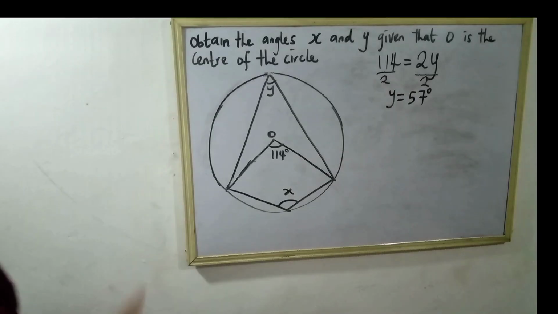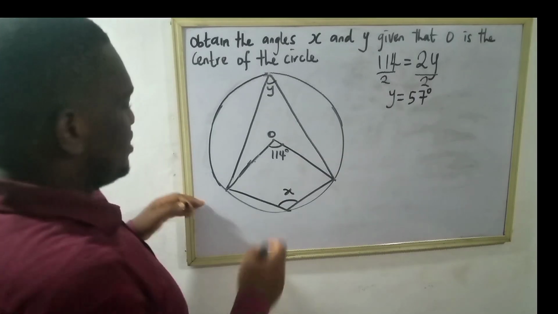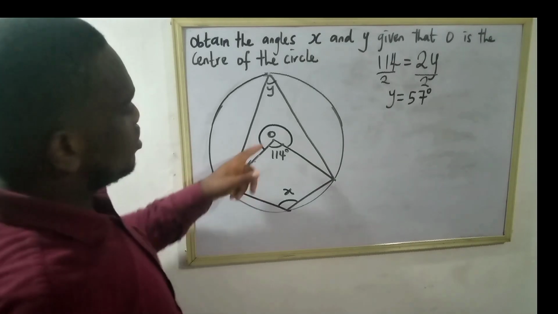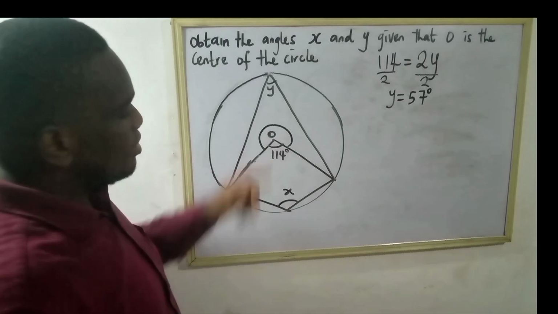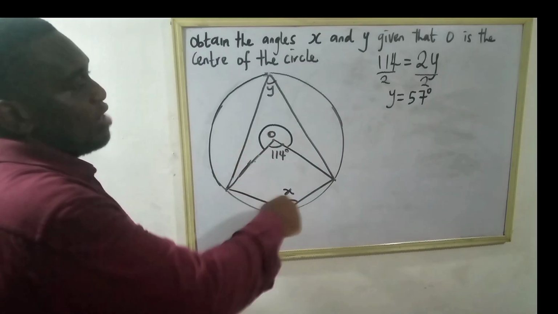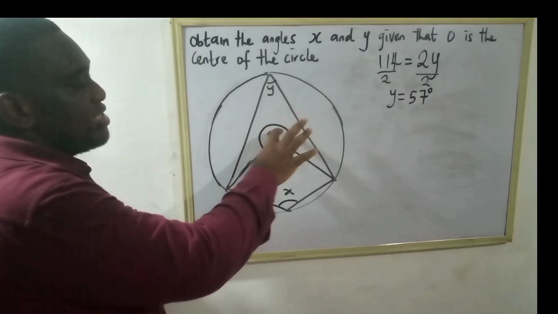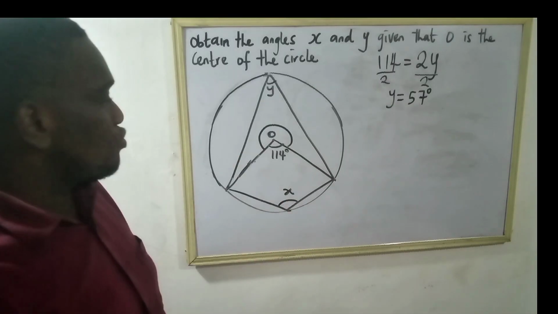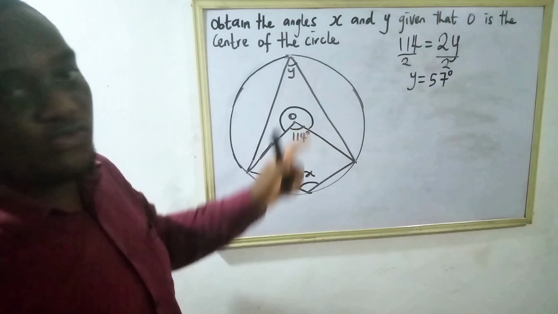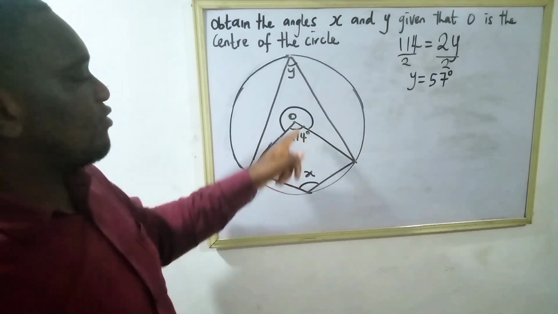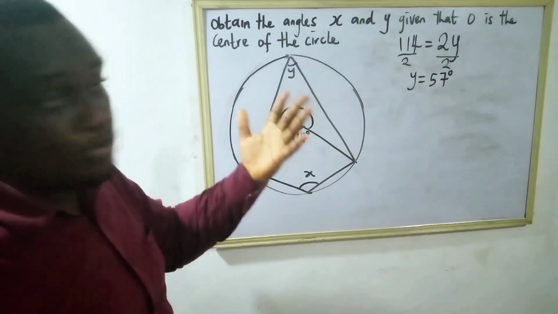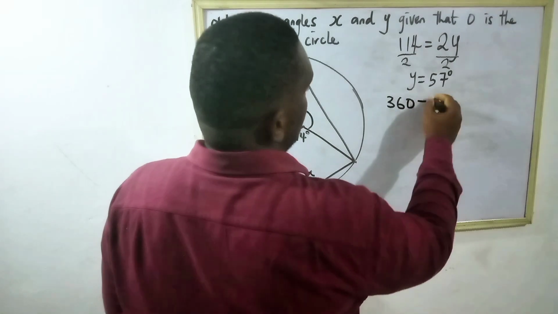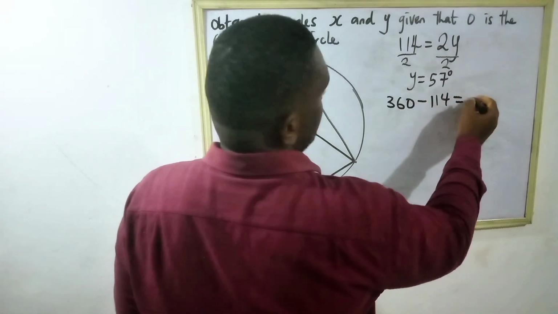To obtain x is also quite simple. All I need to do is obtain this angle. Why do I need to obtain this angle? Because I notice that this is the angle at the center and this is angle x, both angles facing this portion of the arc. So this is the angle I am going to use to get angle x, still applying Theorem 2. Of course, getting this angle is not an issue. All I need to do is subtract 114 from 360 because this is the sum of angles at a point.